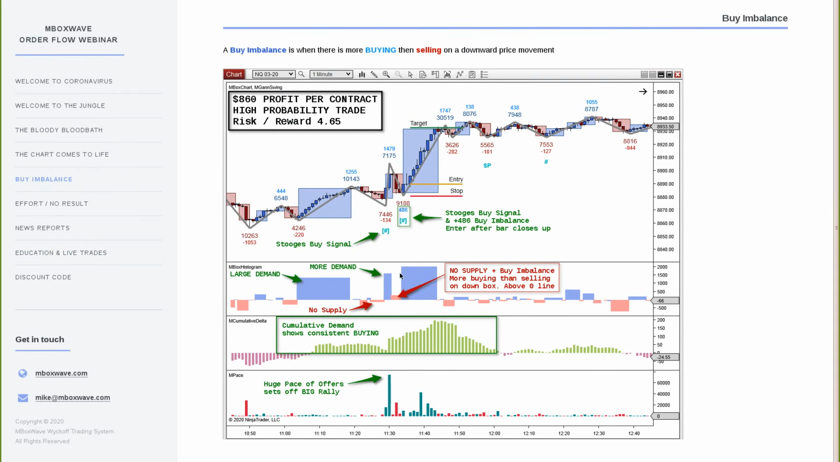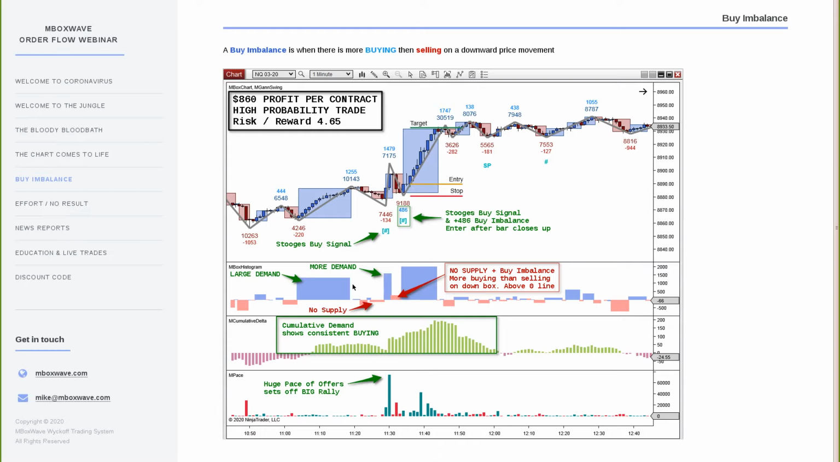When I talked about this chart, the buy imbalance, I said there was a buy signal here, but I wouldn't trade it, right? Because this is much stronger. At this point, we have a buy imbalance plus a signal, plus we had pace of offers. The first signal, we didn't see the pace of offers yet. And we had the buy imbalance in the MBox delta.